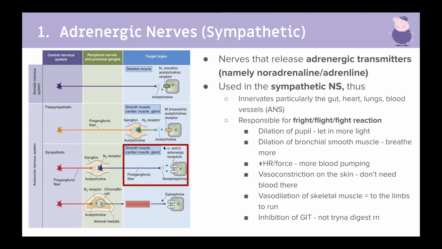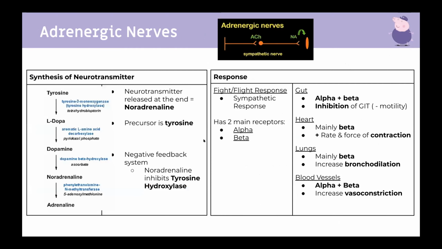And remember that all of these functions are controlled by adrenergic nerves, which release usually noradrenaline, also known as norepinephrine in American textbooks. And they will be acting on alpha and beta adrenergic receptors in the target tissue. All right, so these are your adrenergic nerves. So there's a bit more detail about this.